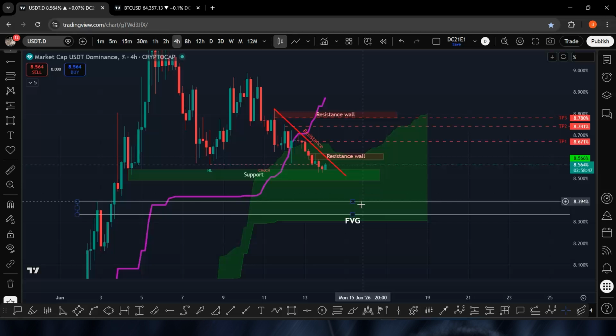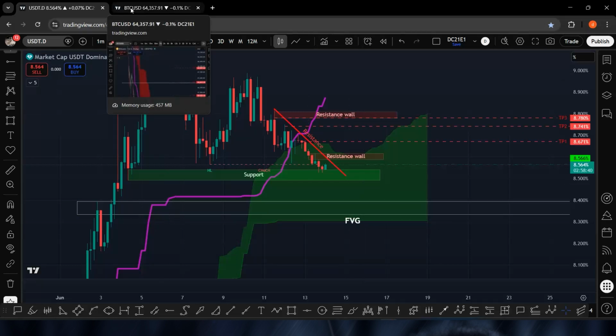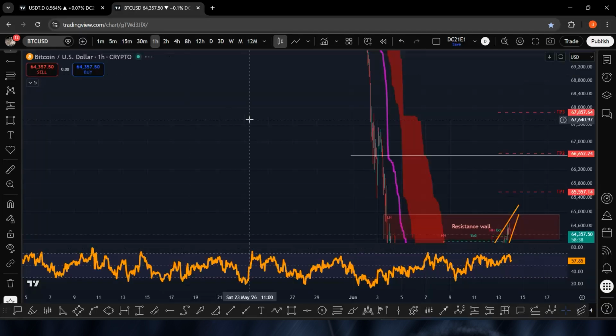Okay, so I'm going to the Bitcoin chart. There is nothing more on USDT dominance. Okay, so let's jump into the Bitcoin chart.